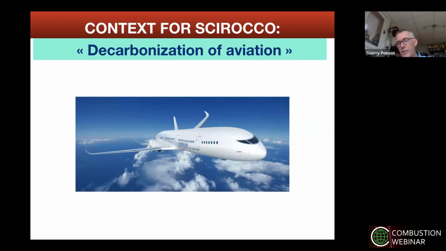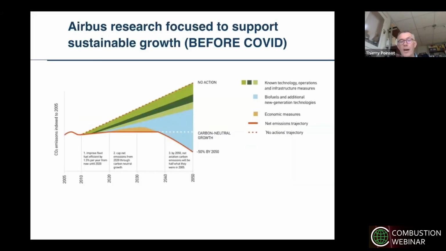So what's the context to do that? The context is really the decarbonization of aviation. You know that we need to decrease the amount of CO2 produced by aircraft, even if aircraft, with 4 or 5% today, are not the first contributor to CO2 production. In the future, there is no doubt we need to do something about it and make it less. Now, there are plans to do that. This is a plan which is shared by a lot of people here.